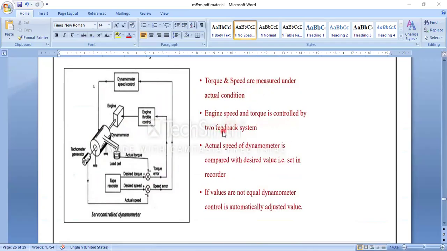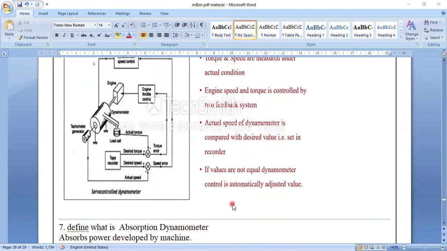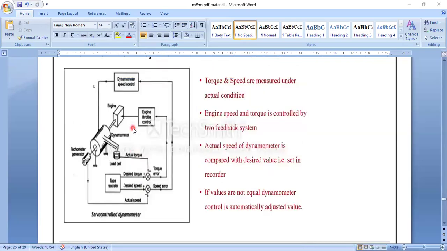Engine speed and torque are controlled by a two-way feedback system. Some feedback system is also there. The actual speed of the dynamometer is compared with the desired values. So what is the speed of the dynamometer compared with standards? If the values are not equal, the dynamometer control is automatically adjusted. So it will adjust and it will take the values.